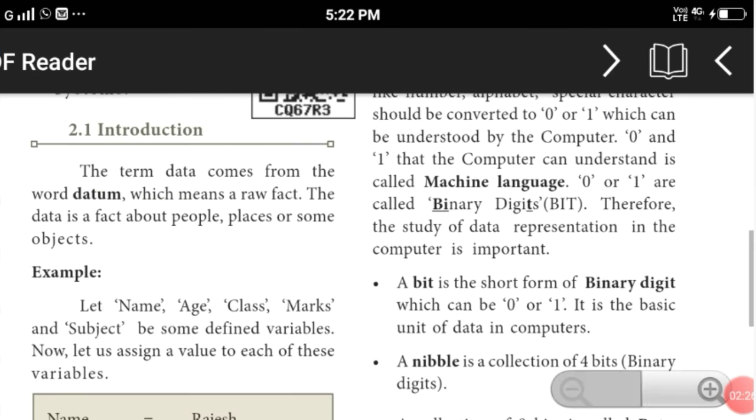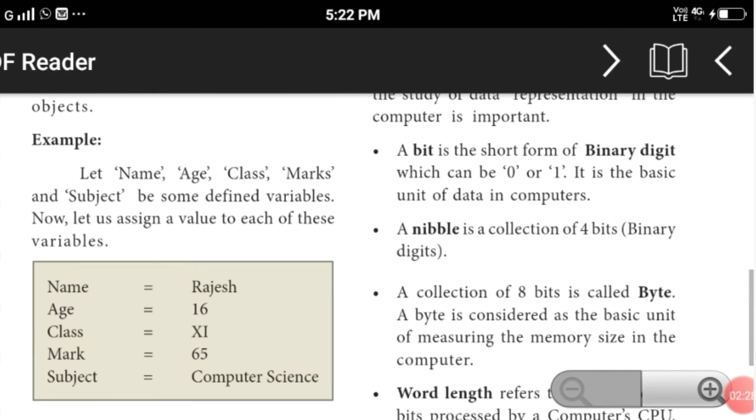Every data is stored as zeros and ones. Zeros and ones are called machine language. The data is stored in binary, and the binary digit is called a bit. A bit comes from binary digit. So everything is stored as zeros and ones.